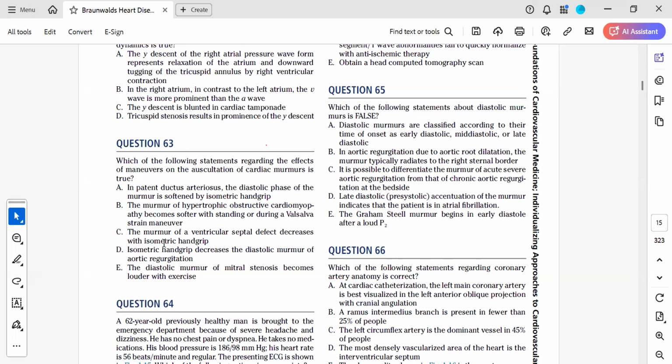Option C says the murmur of a ventricular septal defect decreases with isometric handgrip. A similar thing occurs with isometric handgrip. We expect increased afterload, and when there is increased afterload, the flow of blood will favor the chamber with the lower pressure. So there will be increased left to right shunting, and we expect that the murmur will increase, not decrease.